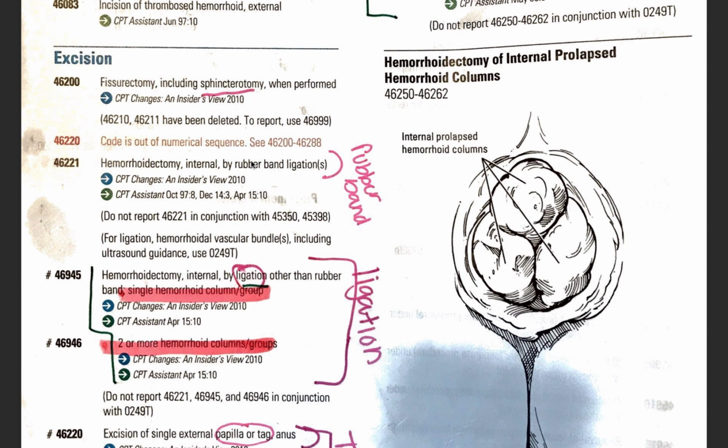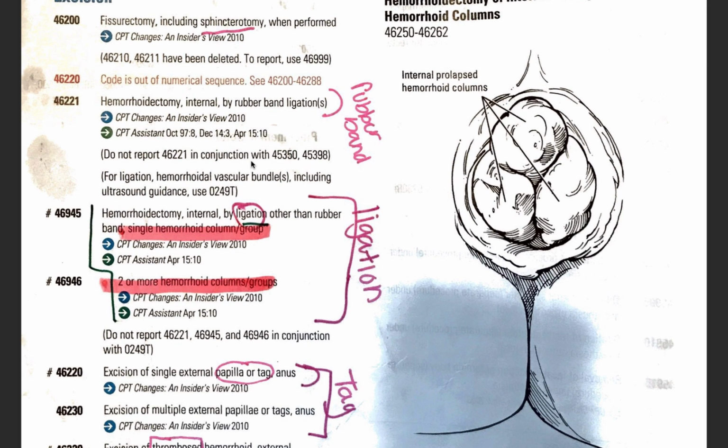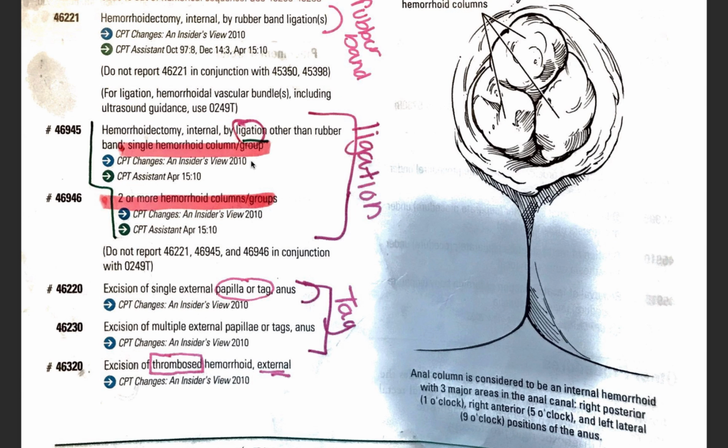46221 is the removal of an internal hemorrhoid by a rubber band ligation. 46945 is a removal of an internal hemorrhoid by ligation other than a rubber band. This is for a single column or group. If it was two or more columns or groups, you would code 46946. For a tag of the anus to be excised, it would be coded with 46220 for a single and 46230 for multiple. And 46230 would not be coded more than once per tag, because it has the word multiple and not each.